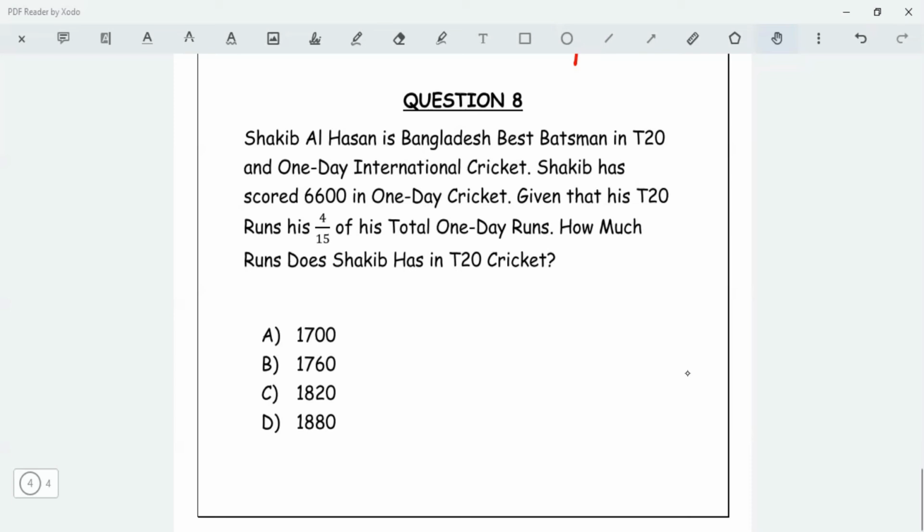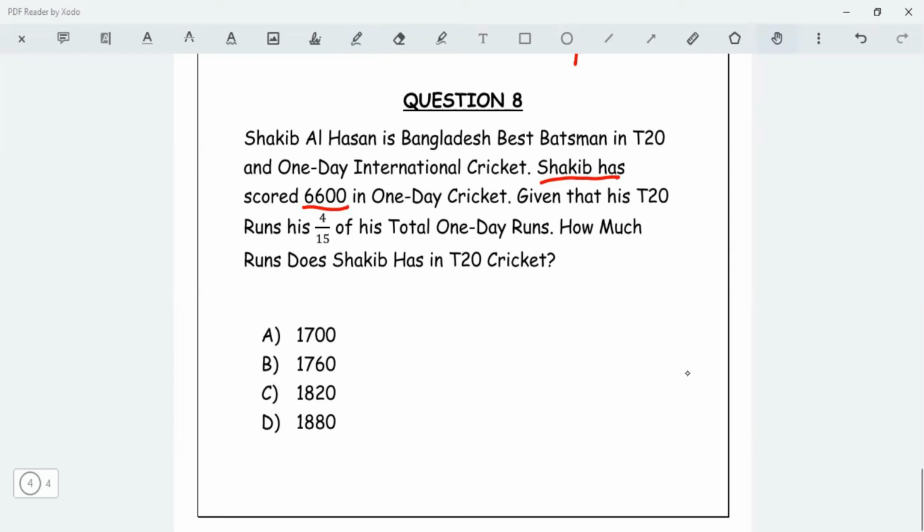cricket. Shakib scored 6,600 runs in one-day cricket. Given that his T20 runs is 4/5 of his total one-day runs, how many runs does Shakib have in T20 cricket? Now, looking at it, it seems a lot, but let's break down what they say. The first part, not so important. The second line, very important. Shakib has 6,600 runs. Okay, good.